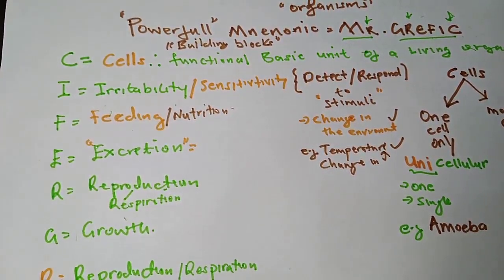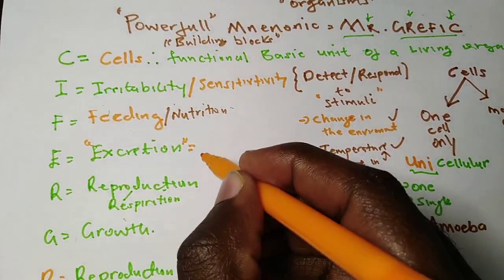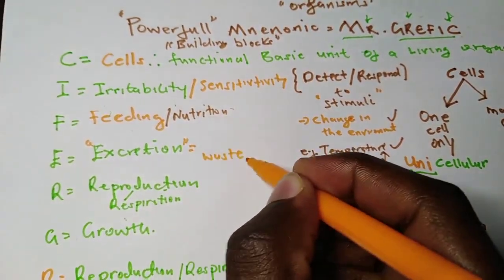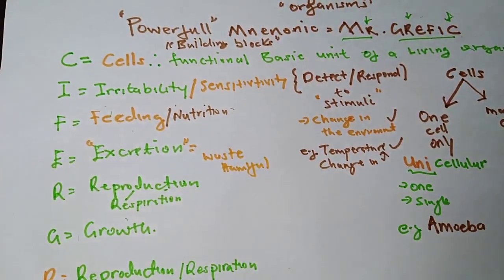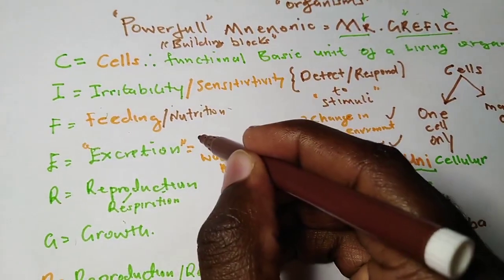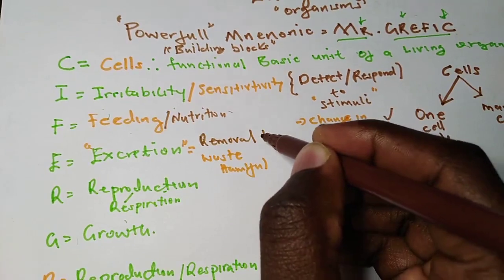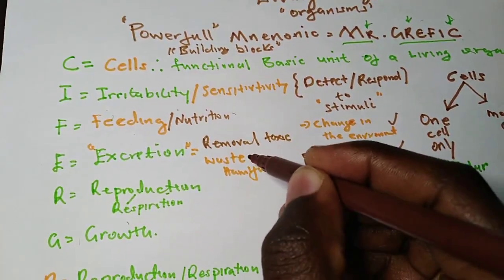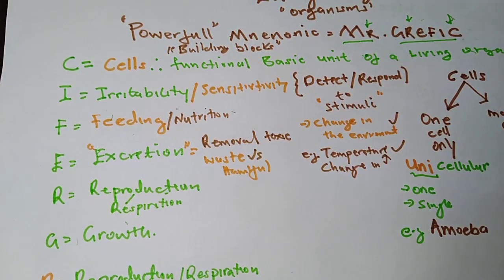So some of those things, the body gets them out. It removes them, because some of them are waste and some are harmful. They are waste and they are harmful. So the body must have a way of removing those things from our body. We call this process excretion. The key word to know here is removal: removal of toxic wastes from the body, that is excretion.